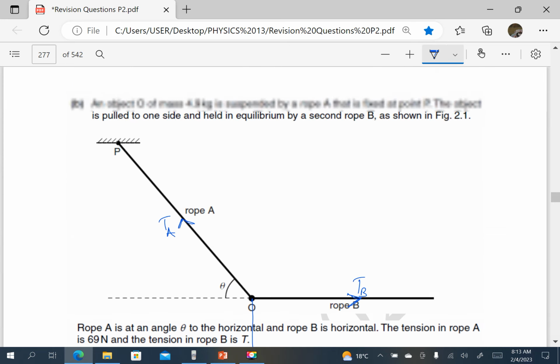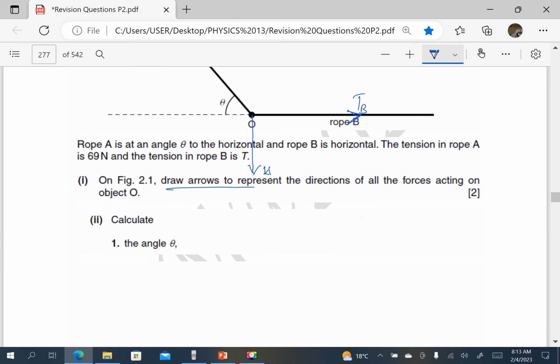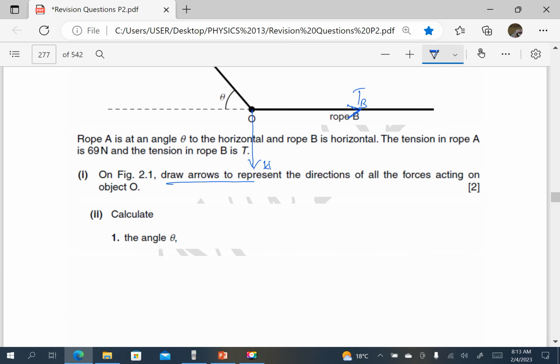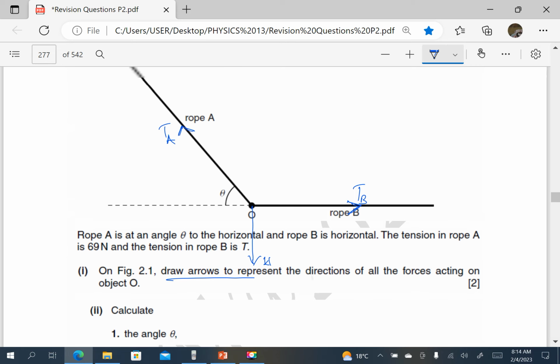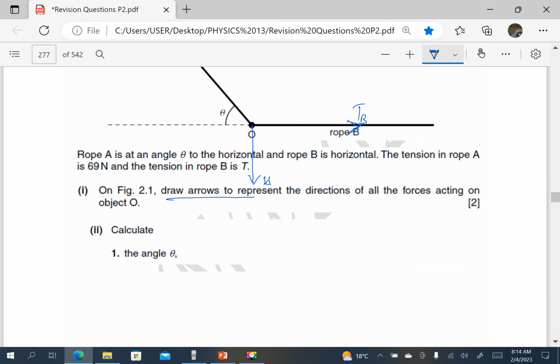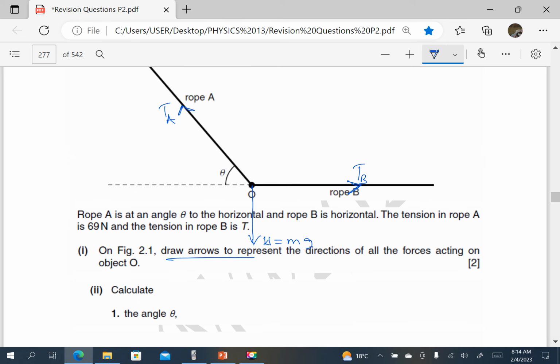There is equilibrium here, so this is very important. It's held in equilibrium. The mass is 4.9 kilograms and is held in equilibrium. So it means we can use simple resolving to find the angle theta. First of all, they have given us the mass. So weight is m times g. Since the tension in A is given as 69, I'm going to resolve vertically upwards.